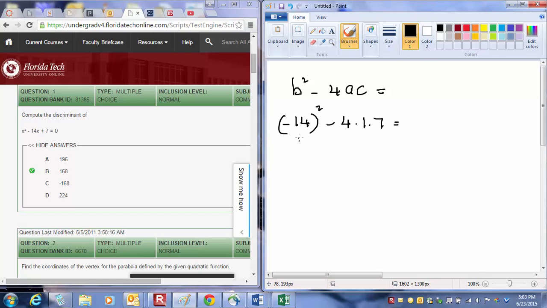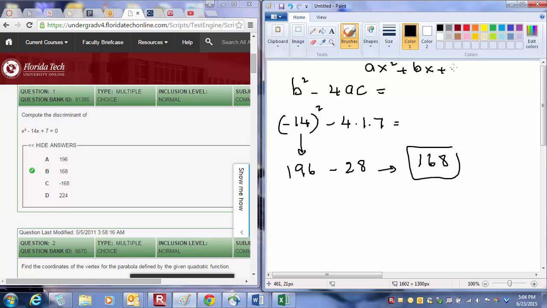That's going to give me 196, as negative 14 times negative 14 is 196, and then minus 28, and that would give me the answer, which is 168. So again, the discriminant is b squared minus 4ac, and this is from the general quadratic equation, ax squared plus bx plus c equals 0. So we do b squared minus 4 times a times c. In this case, b is negative 14, a is 1, and c is 7.